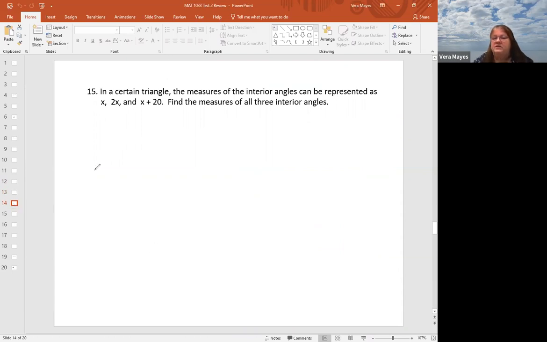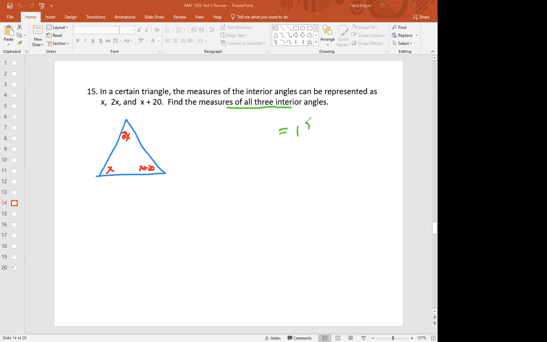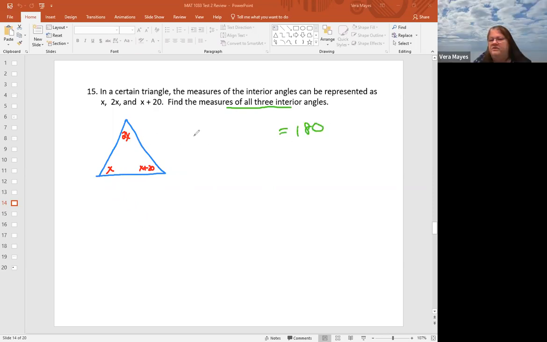Okay, so this one is a triangle. Just a good old basic triangle, nothing fancy, 3 corners. It says the measures of the interior angles could be represented as x, 2x, and x plus 20. Now there's something you have to know about triangles. What is the total of all the interior angles? 180 degrees. Perfect.